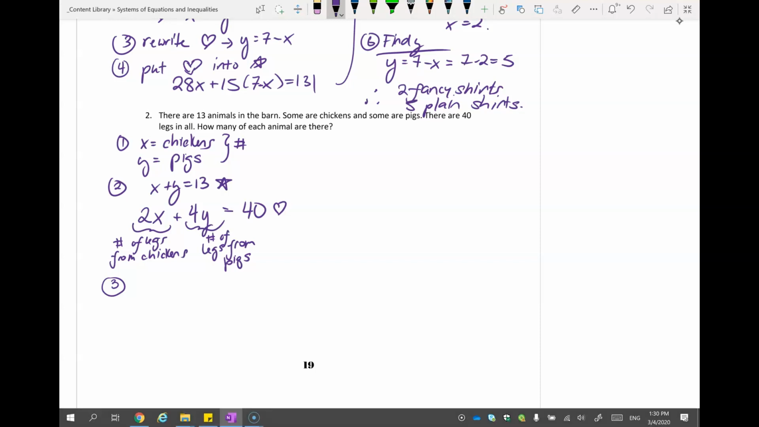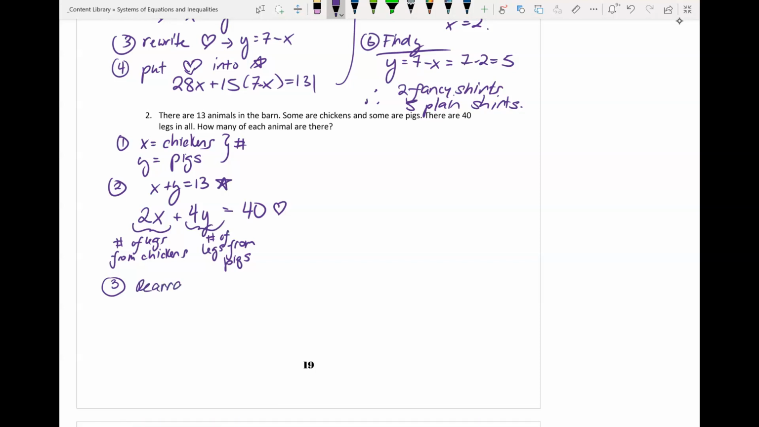So I'm going to rearrange star. And I'll move x to the other side. So it'll be 13 minus x. Now we're going to insert star into our other equation. So every time I see a y, I'm going to replace the y with 13 minus x. And then we're going to solve.